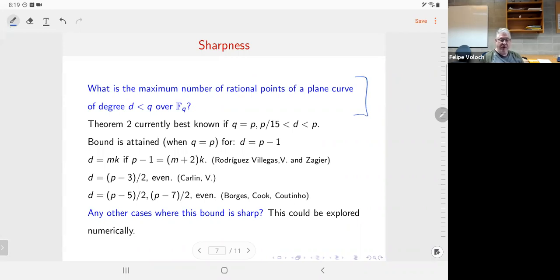There's been some work done recently by Faber and Grantham looking at the number of points of curves over finite fields by gonality. And I'd really like to see a similar thing done for plane curves by degree. So if you could explore numerically what's the maximum number of points: fix a d and a q. As long as they're sufficiently small, you can probably do a search and figure out the number of rational points.